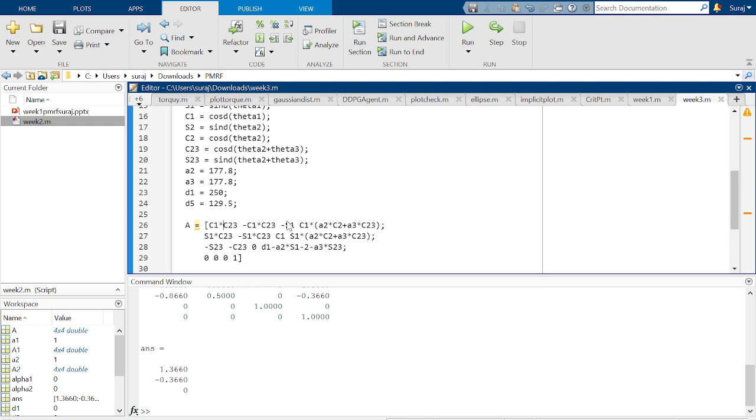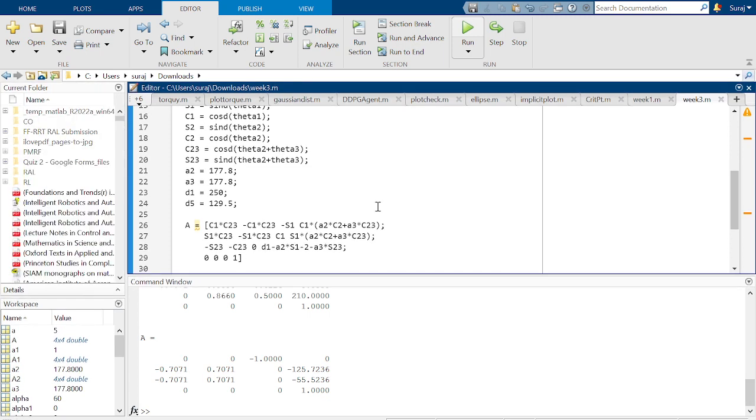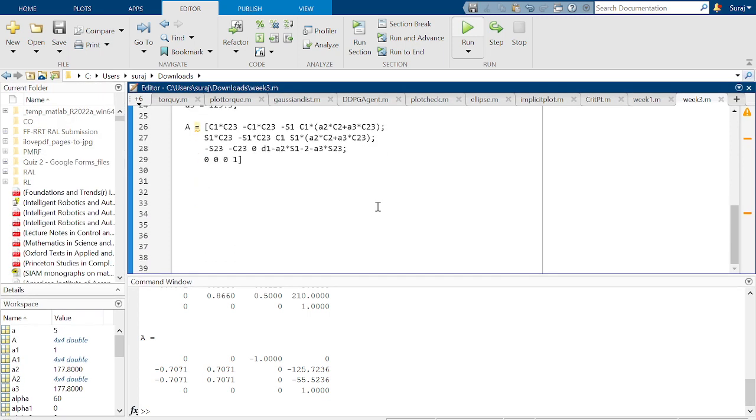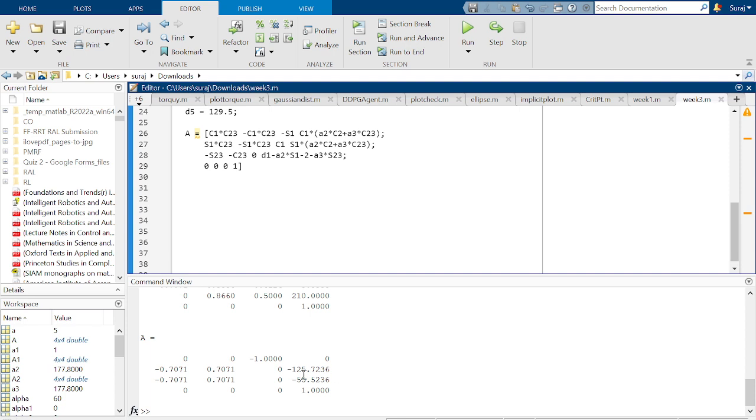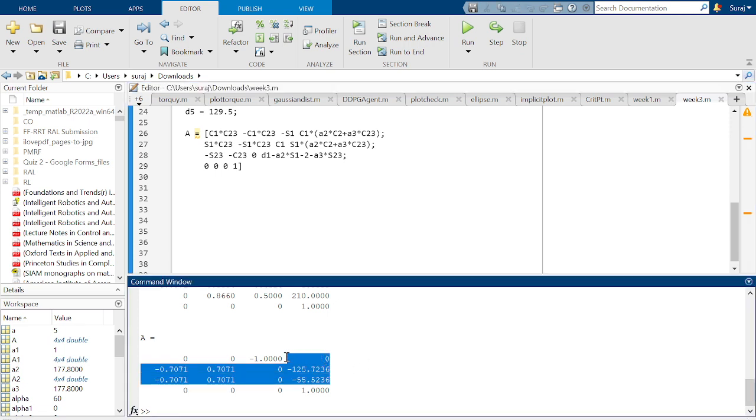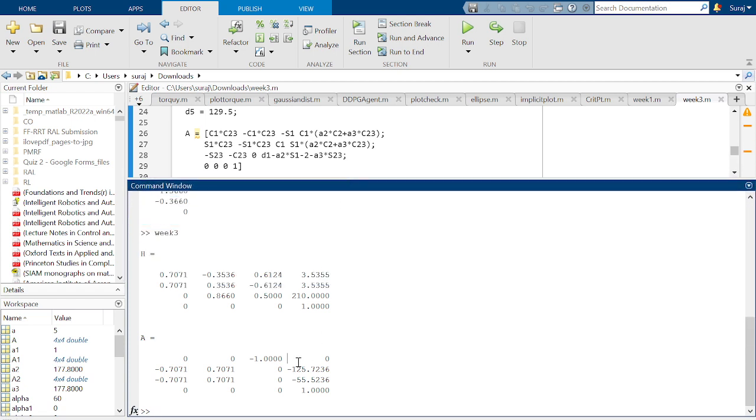I think by now you know how to fill in the matrix and get the result. So I just run this. You can do it by hand also. Once I do this, I get the answer: 0, minus 125 and minus 55. These three entries we wanted, right? I hope you can see it; it's not too small, and we'll try to enlarge it anyway.